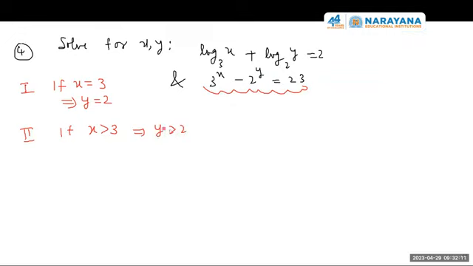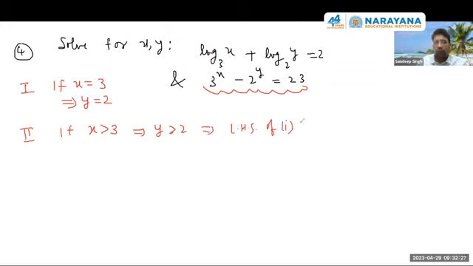So from the first equation we will get y less than... Yes, but if I do that, then the first equation will be incorrect because LHS will be greater than 2. This implies LHS of 1 will become more than this one, and this is 2. Tell me, is it all right? Yes. So obviously this is rejected.